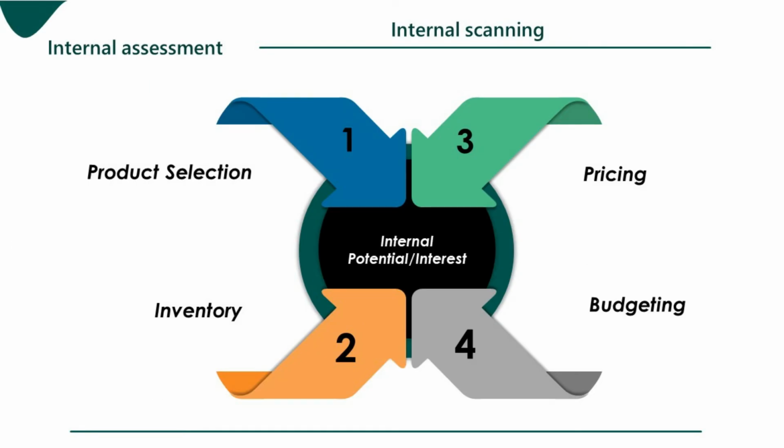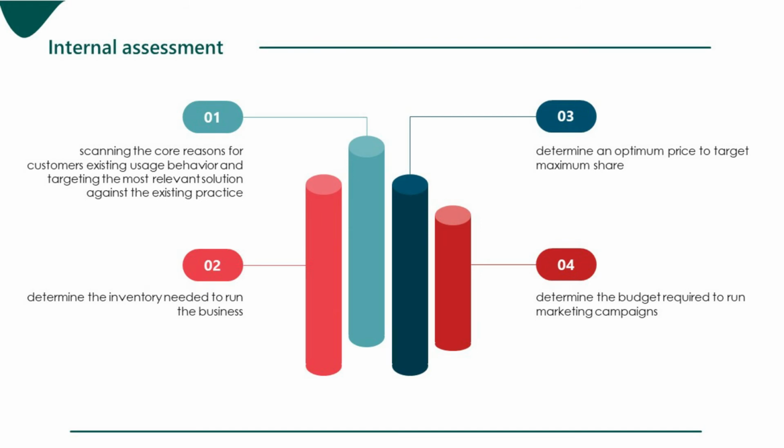Stage 2 of the exercise involves two major steps. Step 1 is about scanning internal factors and identifying the potential need and interest of the business. There are four major areas of exercise. First area is to identify right product to be targeted against the competition. This involves scanning the core reason for customers' existing usage behavior and targeting the most relevant solution against the existing practice. Second area is to determine an optimum price to target maximum share.